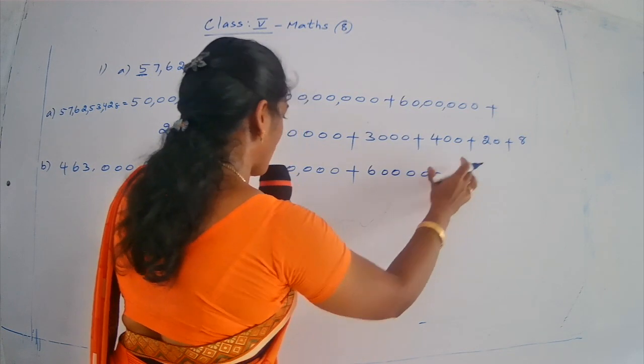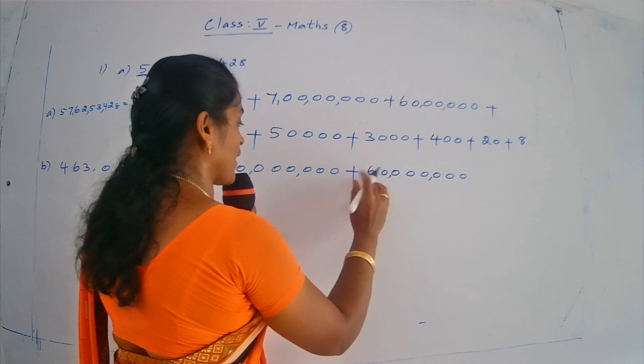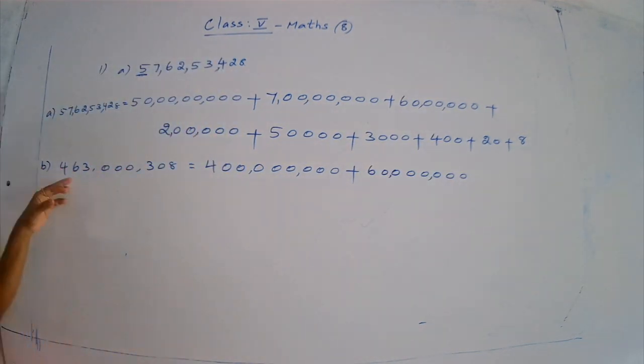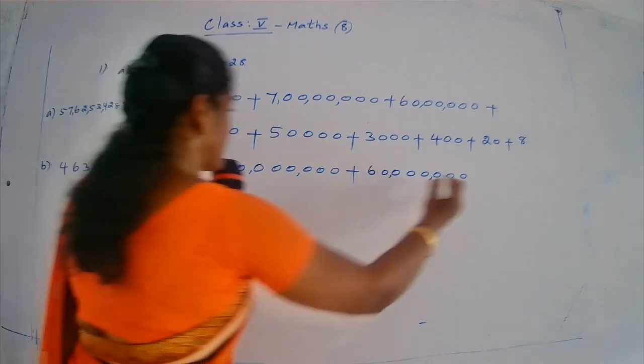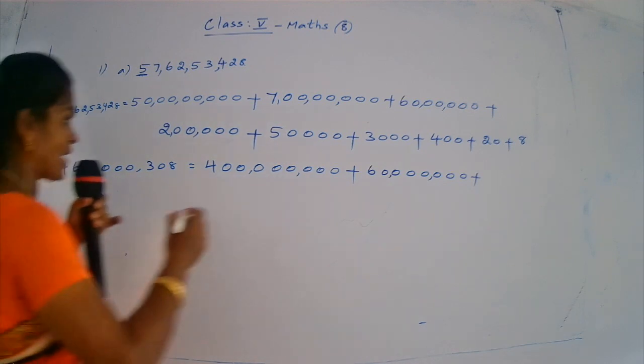Now you separate by periods. This is the ones period, the thousands period. So the place value of 6 is 60 million, plus the next digit, 3. What is the place value of 3? 3 million. Yes, children? 3 million. So you write 3 million.